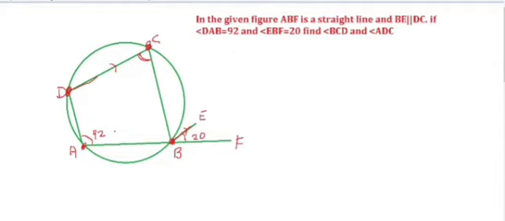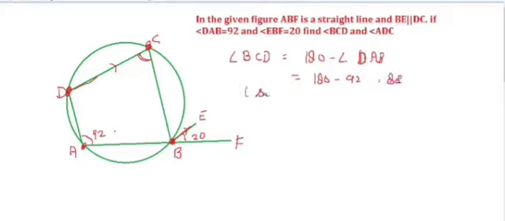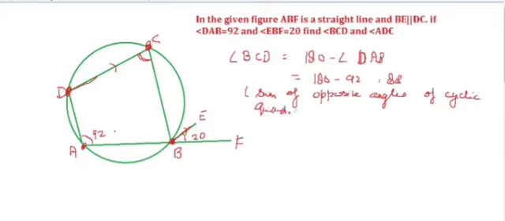So I can calculate angle BCD. BCD will be 180 minus angle DAB, which is 92. So 180 minus 92, that is 88, because the sum of opposite angles of a cyclic quadrilateral is 180. So we can find out that.